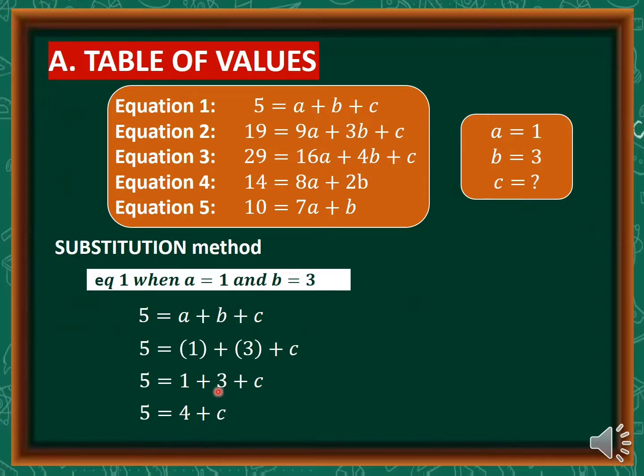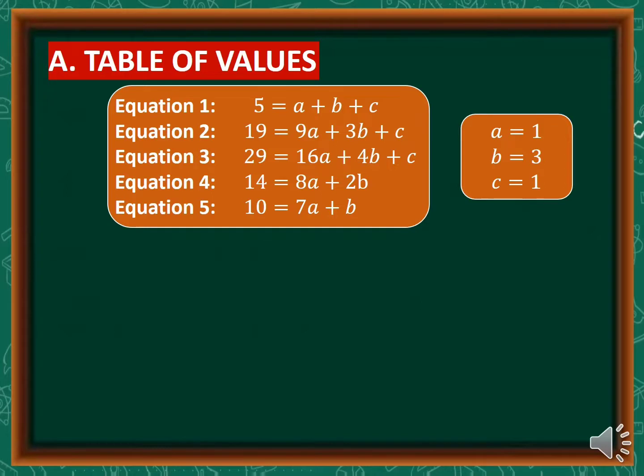Then, para ma-isolate si C, i-transpose natin si 4 to the other side. So, that is 5 minus 4 is equal to C. And 5 minus 4, that is 1. So, therefore, ang value ng C natin is equal to 1. Alright, so there you have it. We already have the values of the real numbers or real values of A, B, and C. So, what are we going to do?